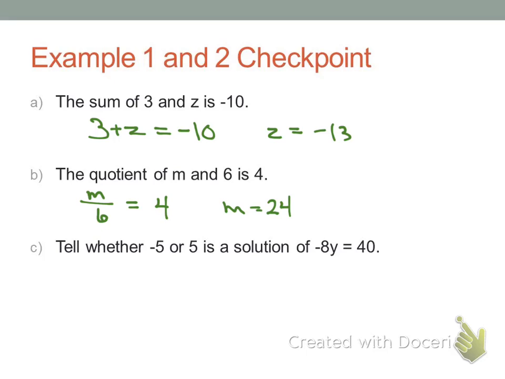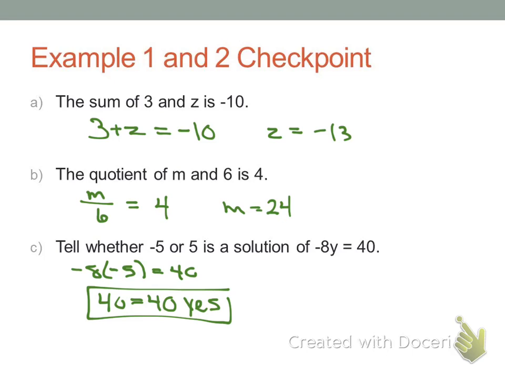All right, this one you guys were a little shaky on. Plug in negative 5 and see if it works out. What's negative 8 times negative 5? 40. So yes, 40 equals 40. But you're not done yet. You still need to test your other solution. Okay? And negative 40 does not equal 40.